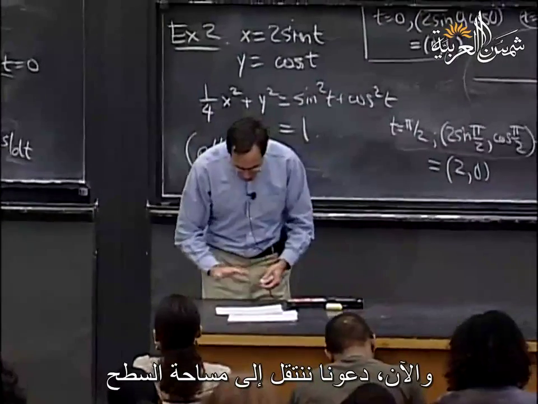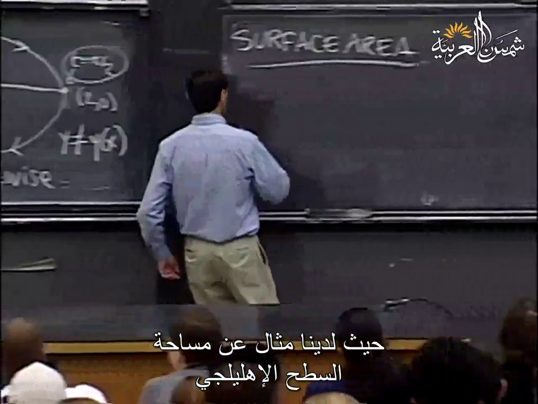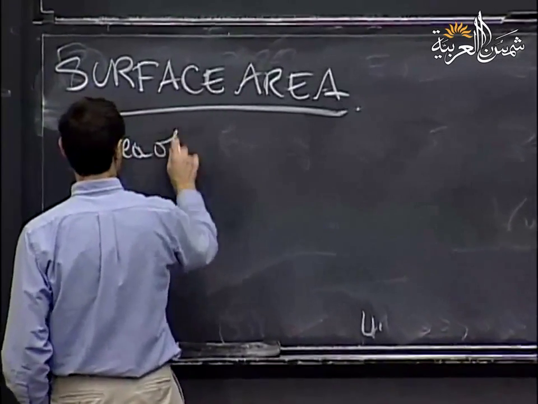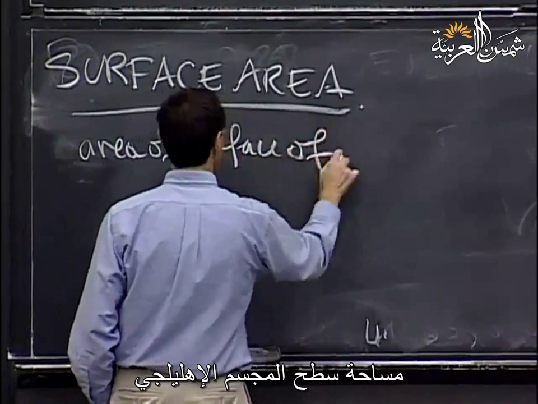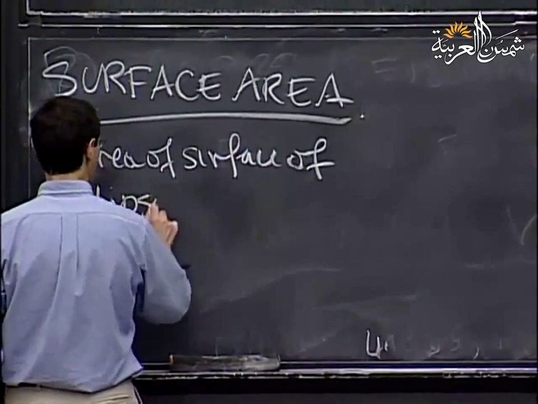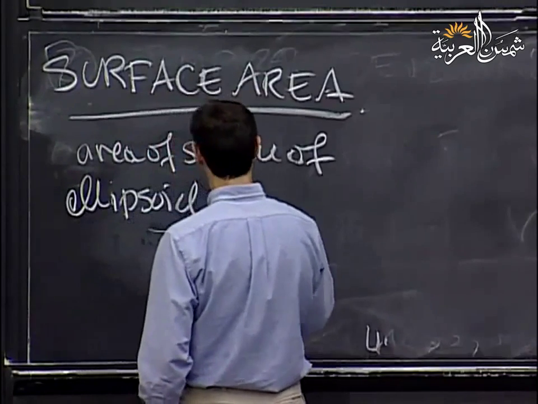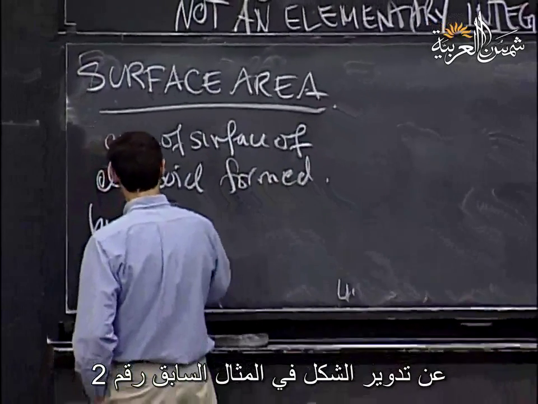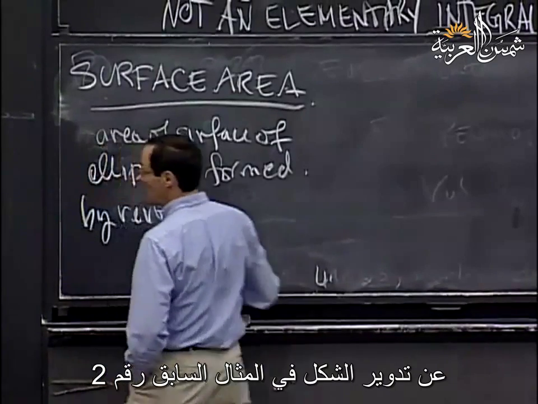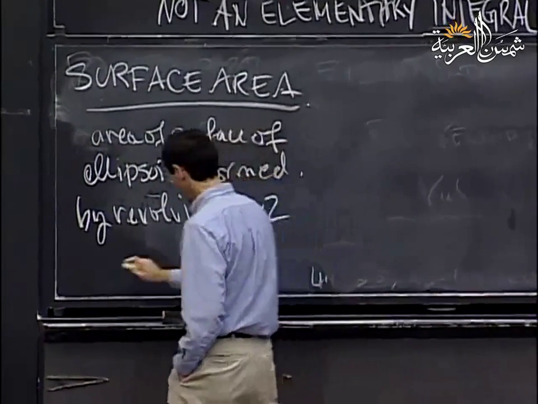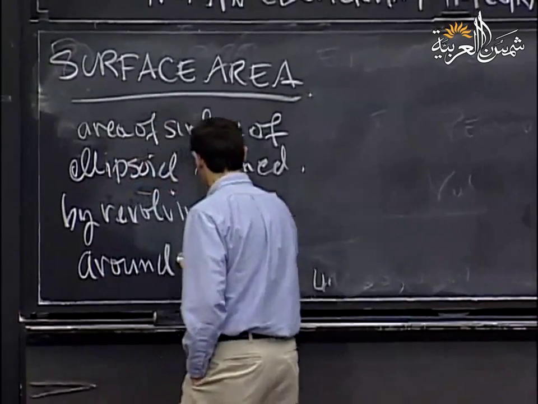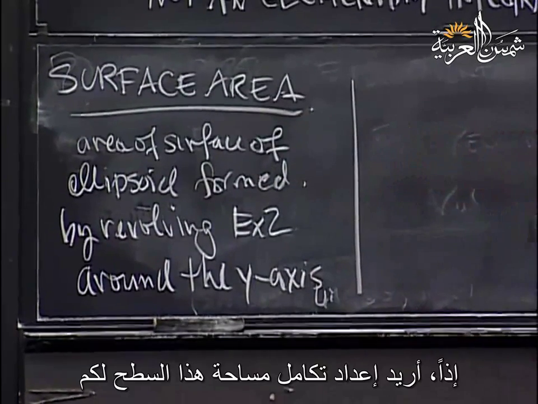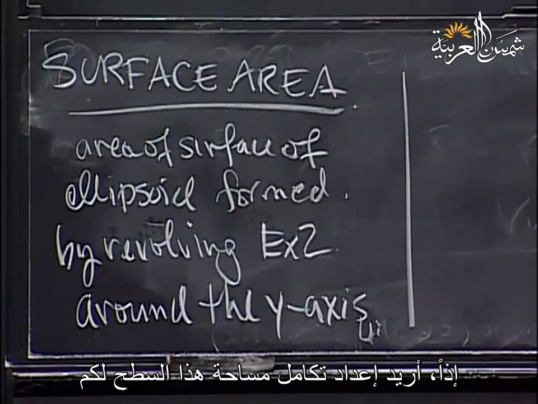All right, so now I want to do this surface area example. I'm going to just take the surface area of the ellipsoid formed by revolving this previous example, which was example 2, around the y-axis. All right, so I want to set up that surface area integral here for you.